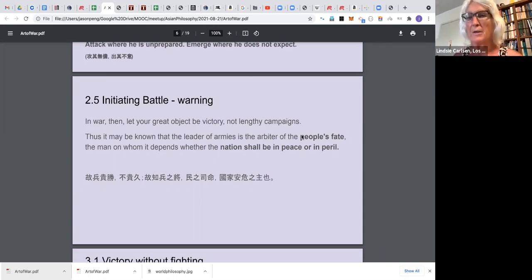Yeah, what I was noticing, or what I think is going on here that might be lost somewhere along the line, is that Sun Tzu is writing advice and observations about war from the point of view of the aggressor, not the defender. This is not a book of defense. This is a book of attack and victory. And so what Ho Chi Minh said, that he should write a book about the art of defense instead of the art of war. So I think when he's talking about war, he means aggressive war, because that's what a lot of this is, like here, let your great object be victory, not lengthy campaigns.